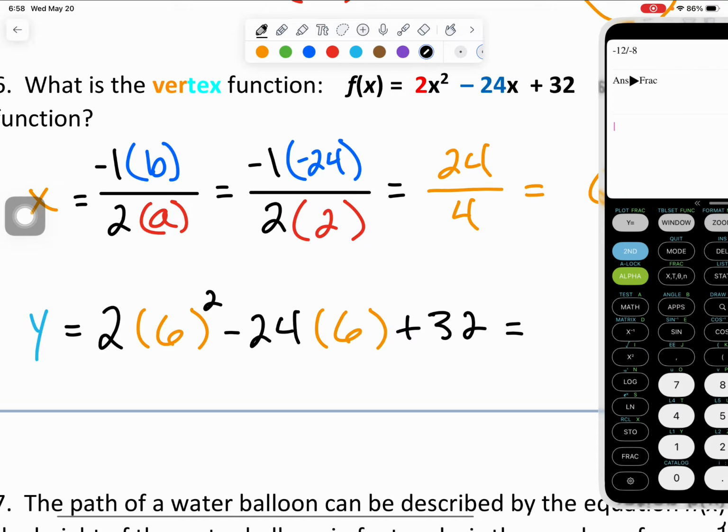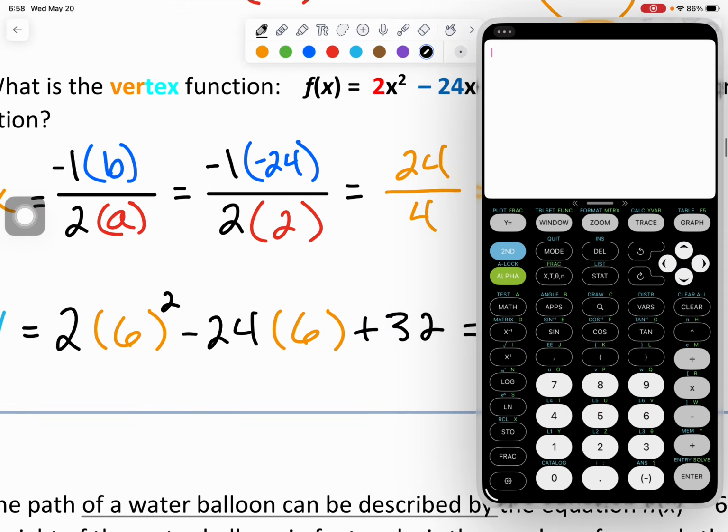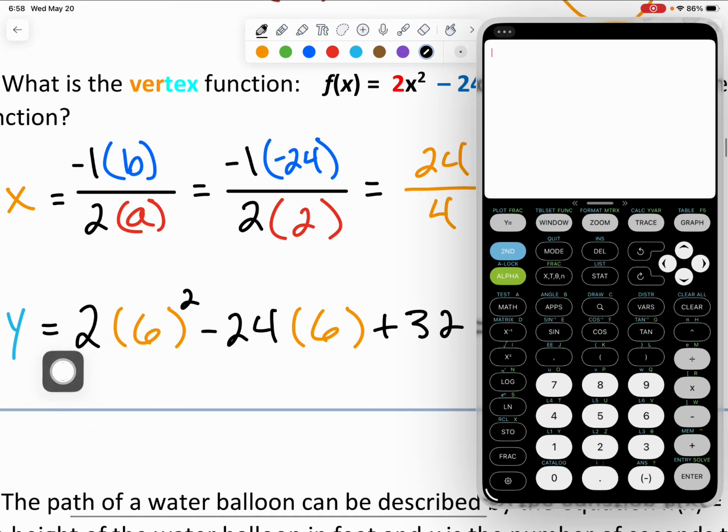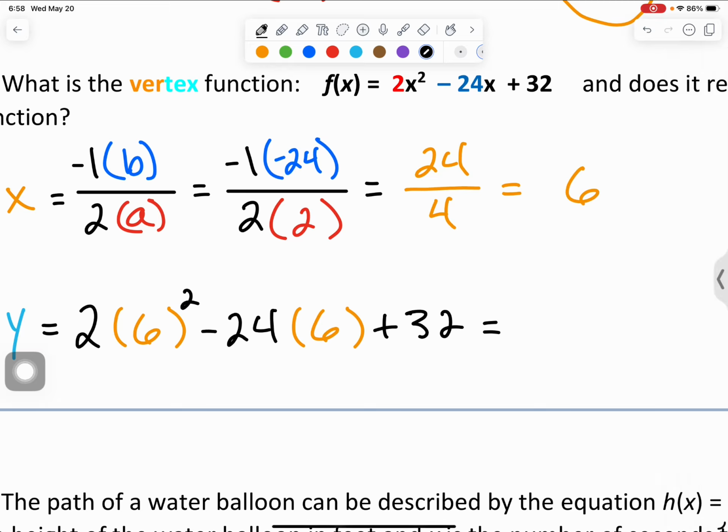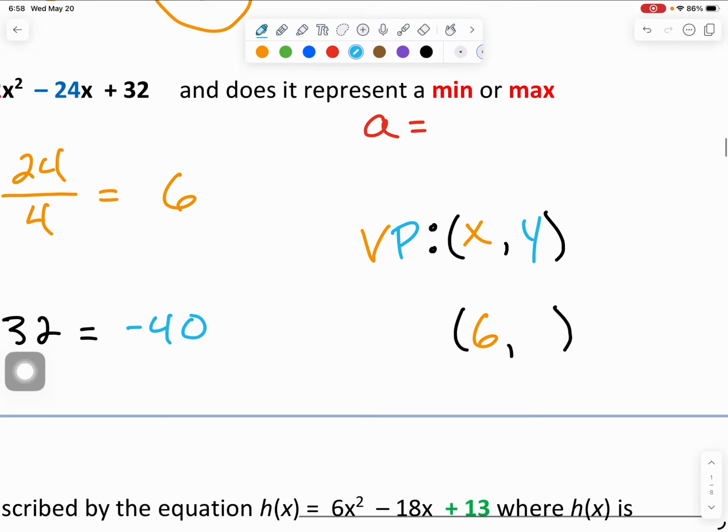This time we will go ahead and enter that into our calculator. I'm going to start with the 2, open parentheses, 6, close, hit x squared to square it, minus 24, open 6, close, plus 32, hit enter. What do we get? Negative 40. Let me switch to my teal, and we will drop that in for us.